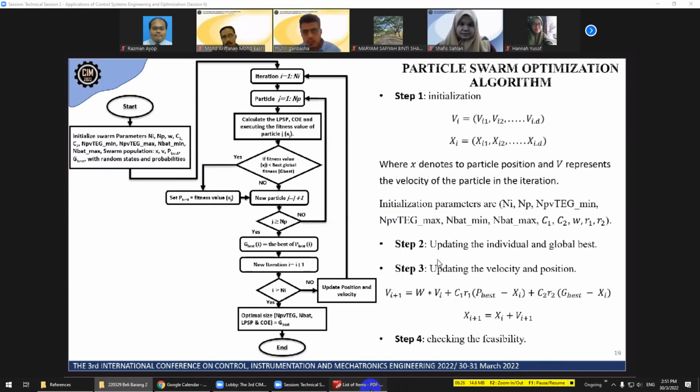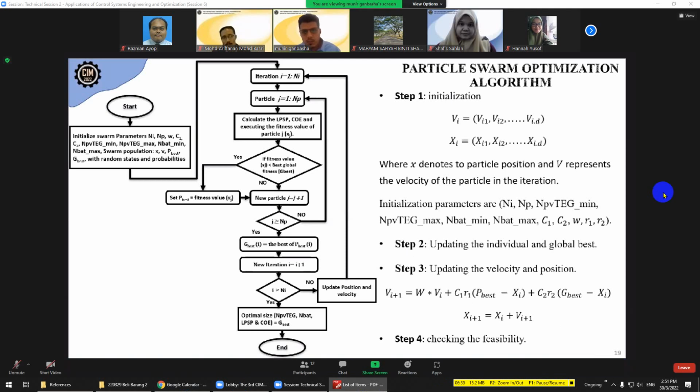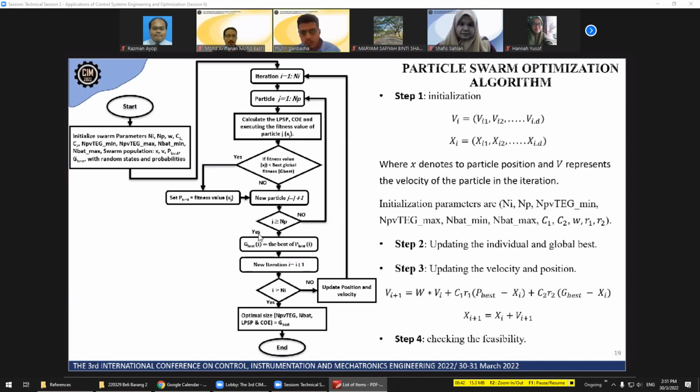Particle swarm optimization algorithm is the proposed method in this work. There are four main steps to model this method: initialization, updating the individual and the global best, updating the velocity and position, and checking the feasibility. This flow chart describes particle swarm optimization, how it works and how it is modeled in MATLAB. After initializing the parameters, calculate the loss of power supply and cost of energy. After that, update the individual and the global best, updating the velocity and the position. Lastly, get the optimal sizing from the global best.